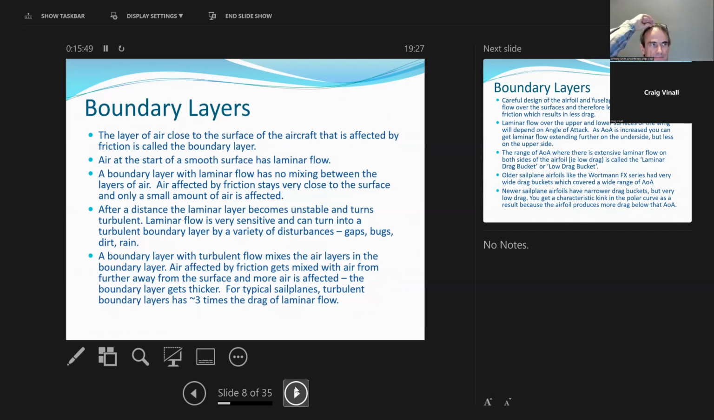Does the boundary layer affect the airfoil profile? It is, to a large degree.